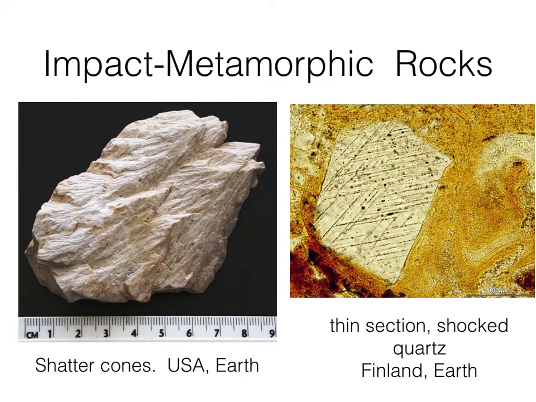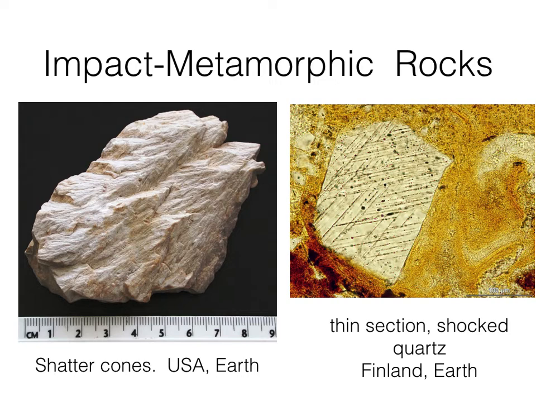Basically, when you have a sudden increase and then decrease of pressure, you create a lot of microscopic fractures in crystals. When this happens to quartz crystals, silica crystals, which are really common, it's called shocked quartz. It's often the sign that something really violent happened here, often an impact, but occasionally we find these at nuclear test sites. You also have this characteristic form of rock called shatter cones.